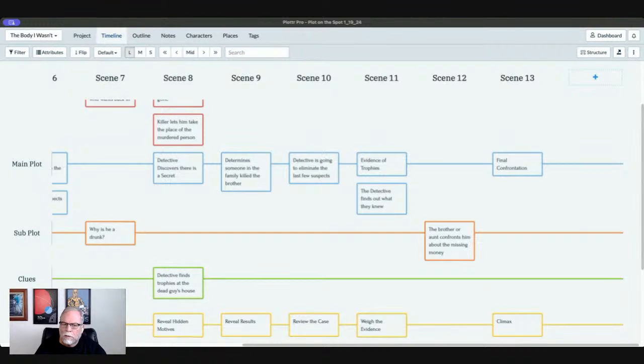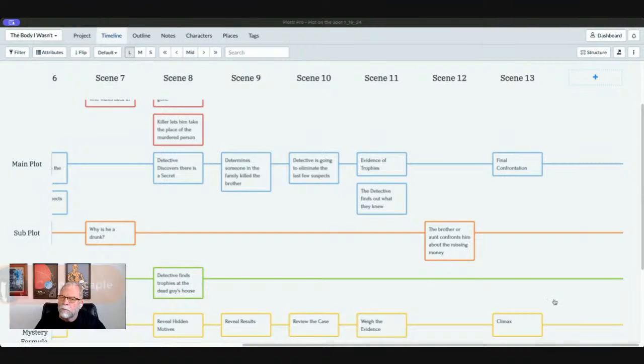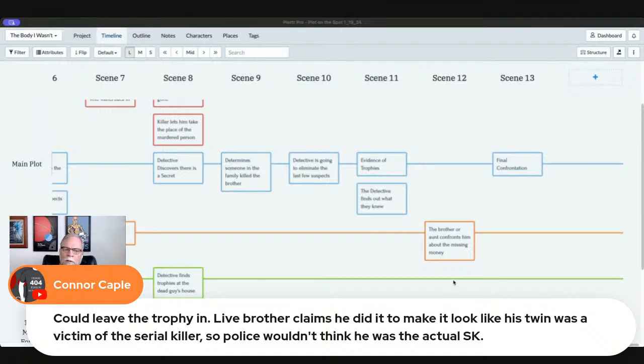Oops. And we can move those things around too. Okay. Could leave the trophy in the live brother. Claims he did it to make it look like his twin was a victim of the serial killer, so police wouldn't think he was the actual serial killer. And that could be a great final clue as well. So yeah, although you're right about reasonable doubt. Okay. And there's going to be some reasonable doubt along the way.